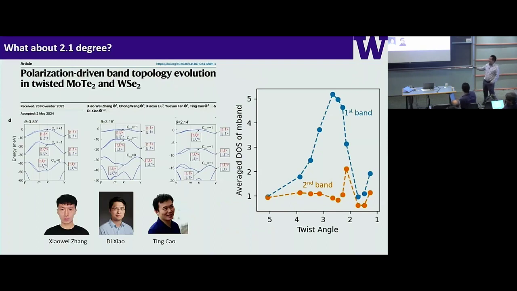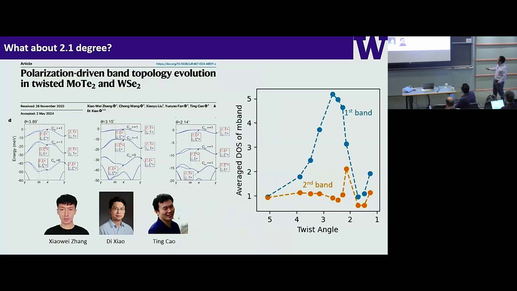And I'm going to tell you about these 2.1 degrees. Last year, I think around October, November, when the paper was submitted, my colleagues Disha and Ting Chao told me that there's something interesting about the second Chern band of twisted MoTe2. So here highlights what's interesting. I show you the average density of states of the band as a function of the twist angle.